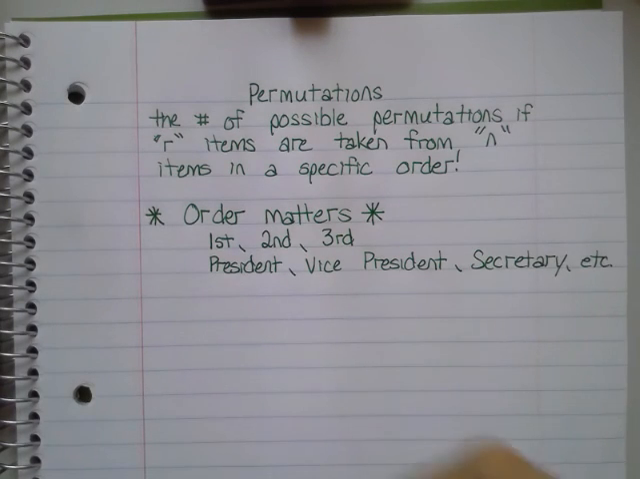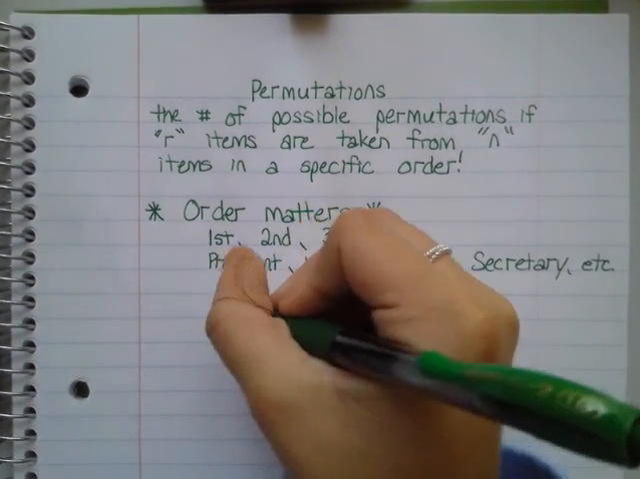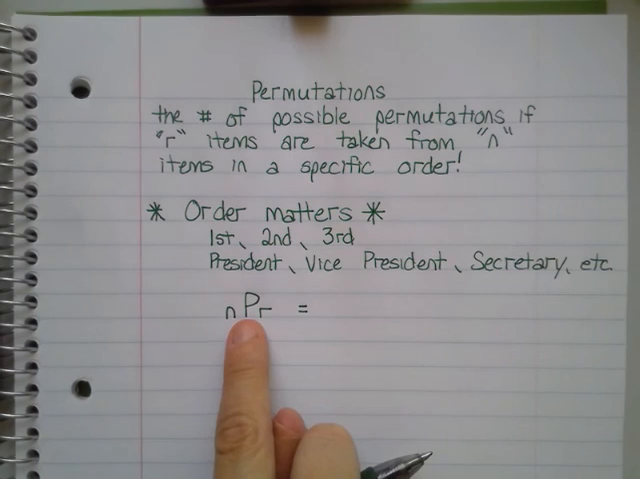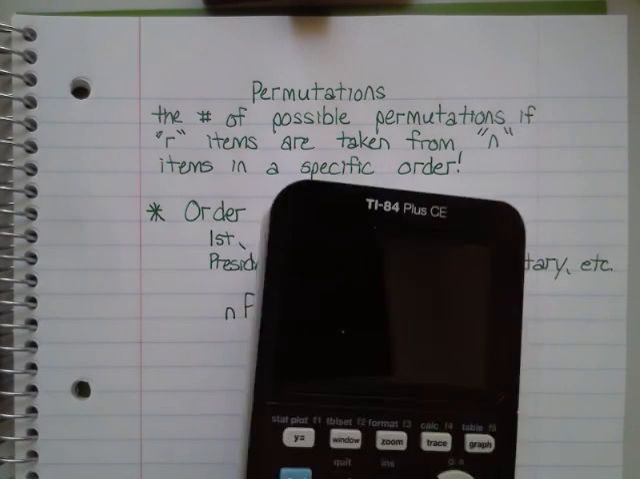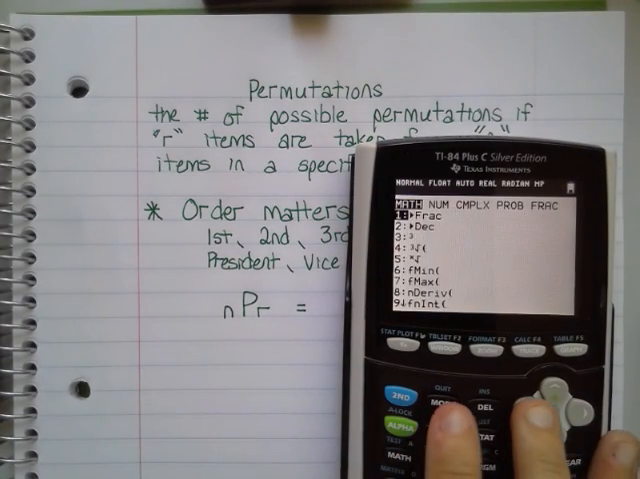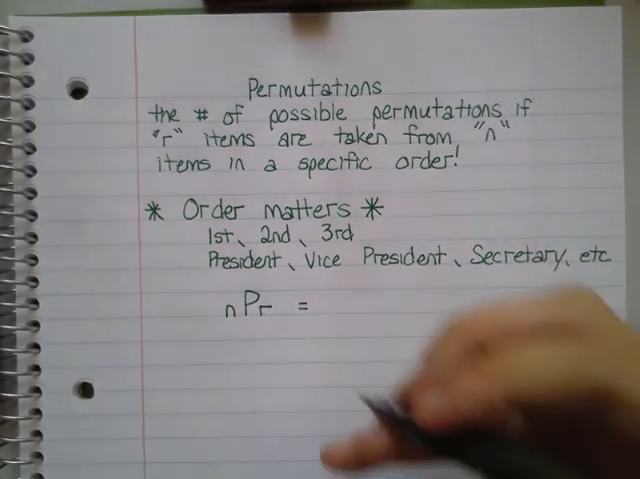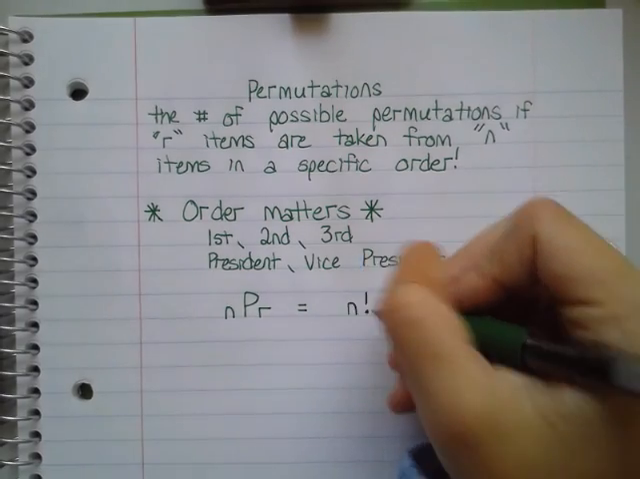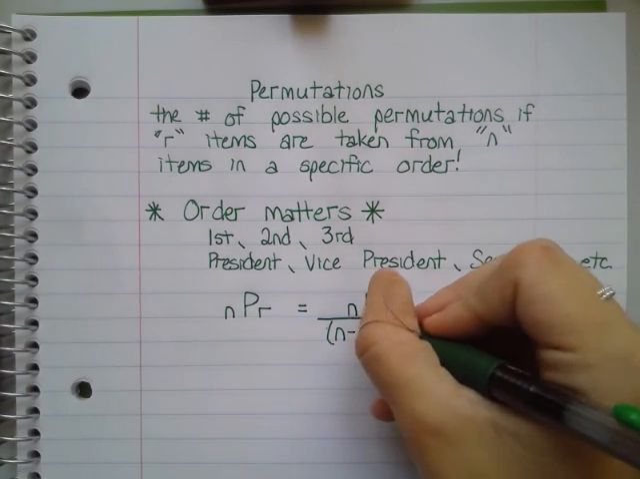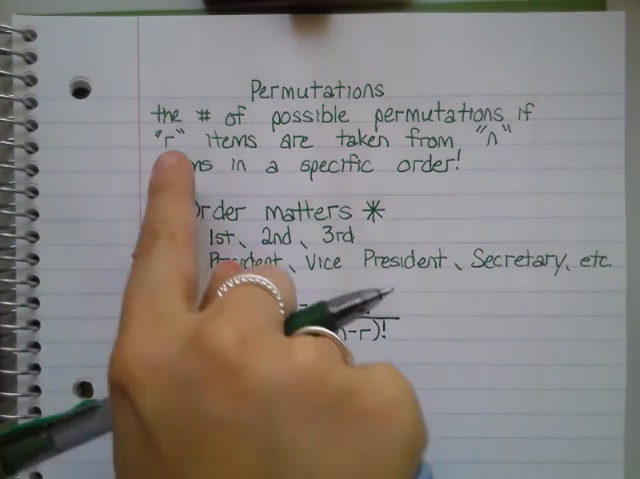In these, the formula, and this can all be done in your calculator too, but the formula for permutations is nPr. That's what it's going to look like on your calculator. So whenever we do permutations in your calculator, you would go to math, probability, nPr goes with permutations. And the formula that your calculator is using is n factorial divided by n minus r factorial. N is the number of items, r is the number that you're picking.